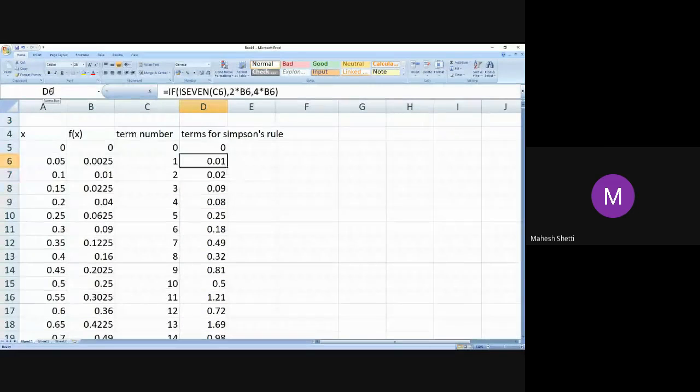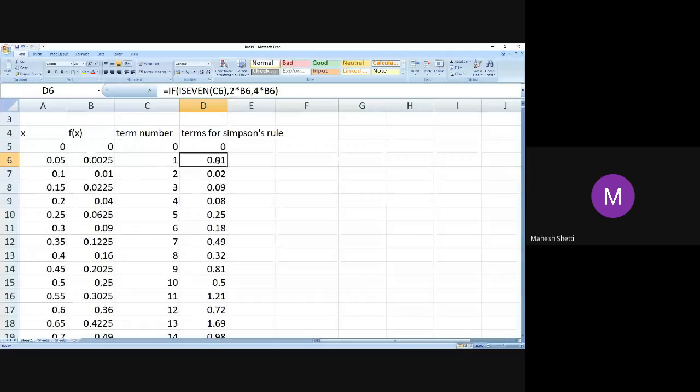Now see here what is happening. The first term, 0.0025, is multiplied with 4. The second term, an even number, is multiplied with 2. The third term, an odd number, is multiplied with 4, so 0.0225 multiplied with 4 gives 0.09. The fourth term, an even number, is multiplied with 2. Is this part clear? What is happening?